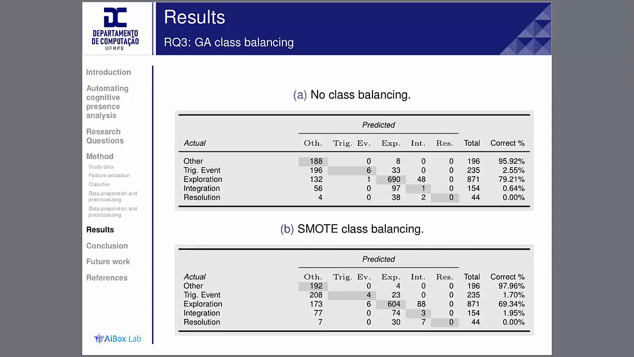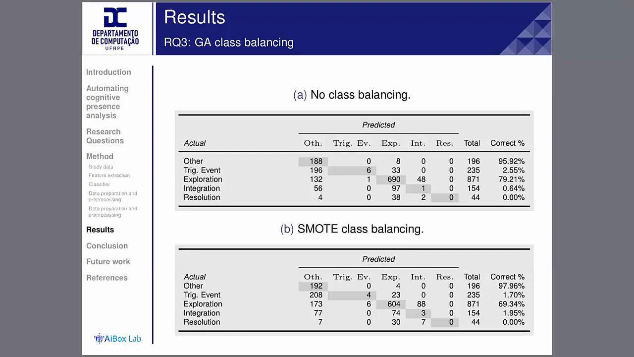The classifier was able to reach good results in just 2 classes, the other class and the exploration class, right? The integration and resolution classes, when we have no class balancing, are very difficult because, for resolution, at first, we don't have many instances in the dataset. So it's difficult to train and test, right? Considering the integration, most of the instances from integration were assigned to the exploration phase.